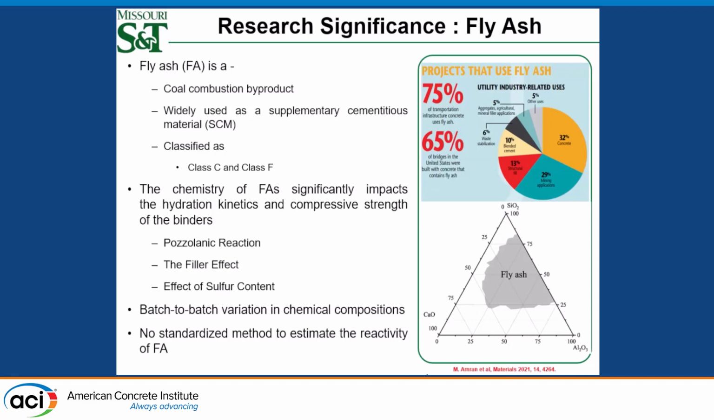and it is classified as class C and class F based on the lime content that is present. The chemistry of fly ash significantly affects the hydration and mechanical properties, one through the pozzolanic reaction in ordinary Portland cement systems, where the silicate ions react with calcium hydroxide to form CSH. The other one is the filler effect, where it provides additional surfaces for heterogeneous nucleation and growth. The sulfur content in the fly ash might affect the hydration properties and the mechanical properties, either by forming ettringite or slowly converting to monosulfoaluminate.